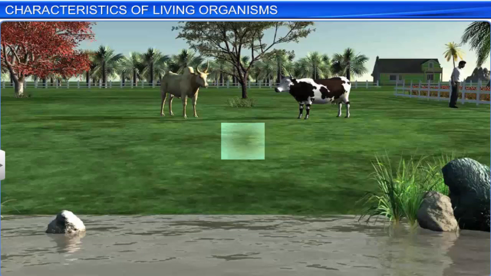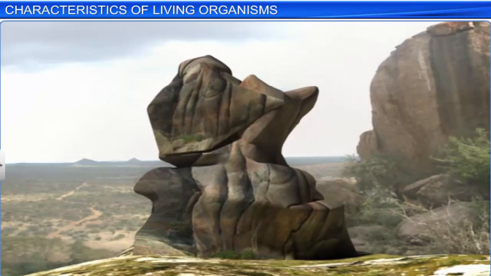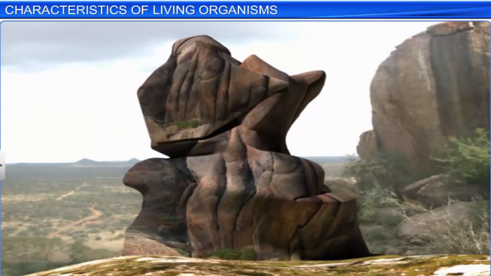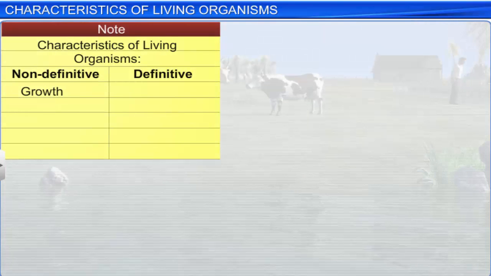Take the example of a rock that will grow in size if sand gets deposited over it. However, this growth is external. On the contrary, growth in living organisms is internal. Growth is, thus, a characteristic feature of living organisms, though it is a non-definitive one.